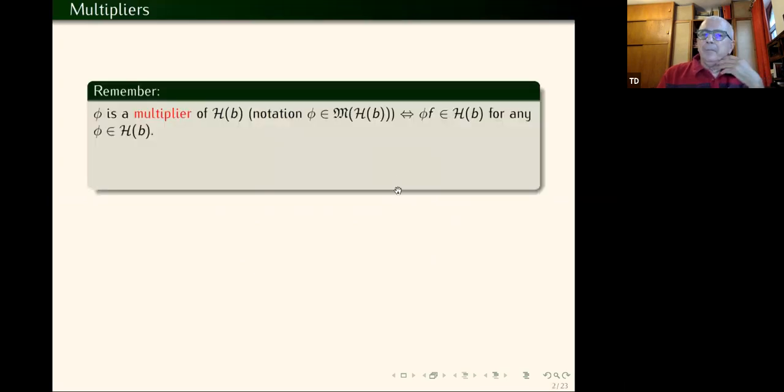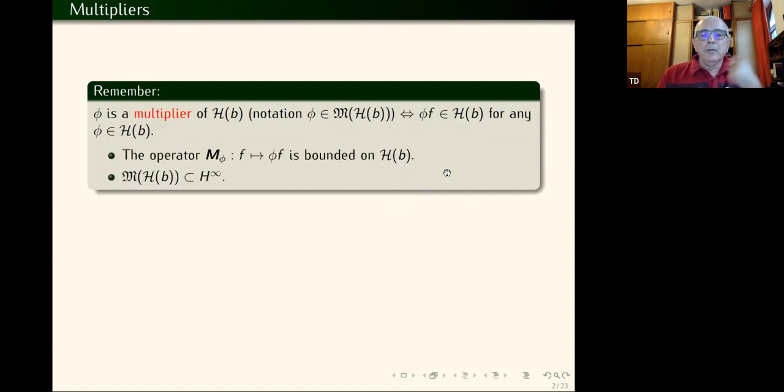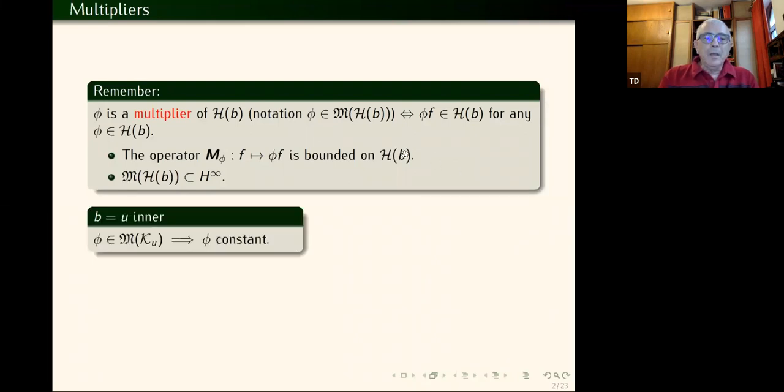Now, we already discussed that multipliers, in the general context of reproducing kernel Hilbert spaces, have this property that you multiply and you get an element of the space. And the two properties that I discussed are that the operator is bounded and the norm is larger than the supremum norm, which in this case means that the multipliers belong to H infinity.